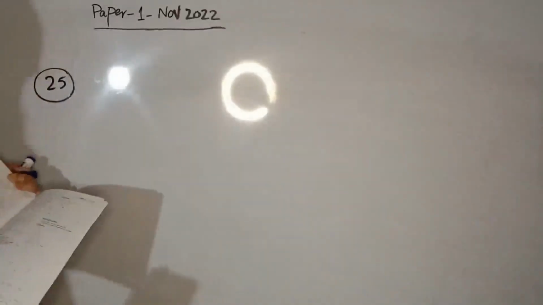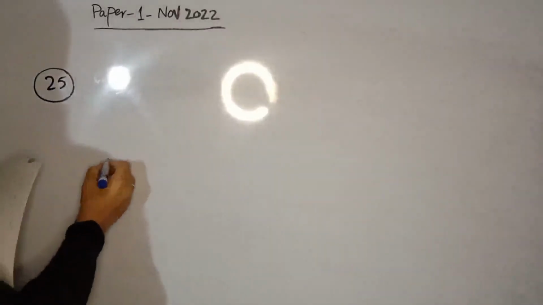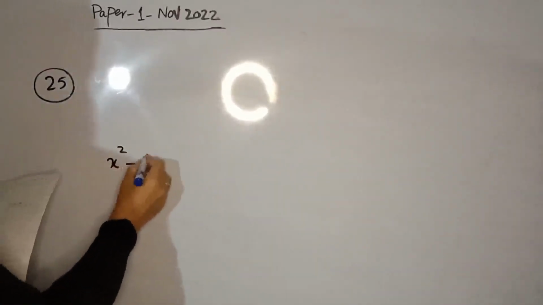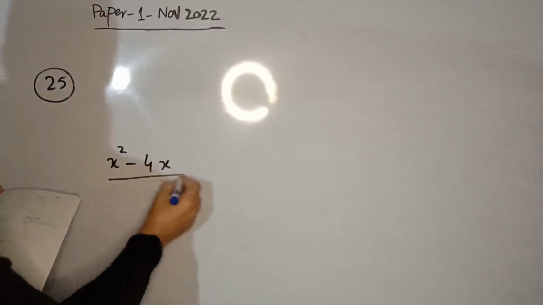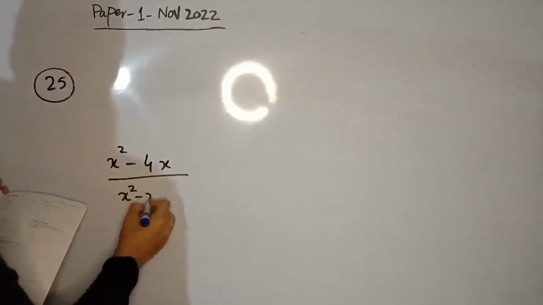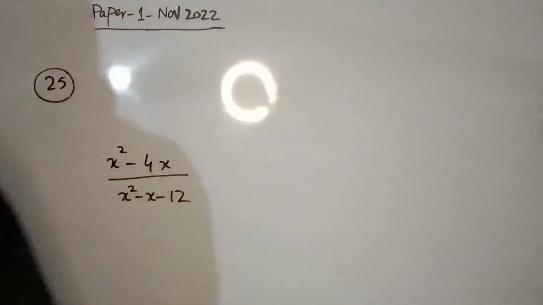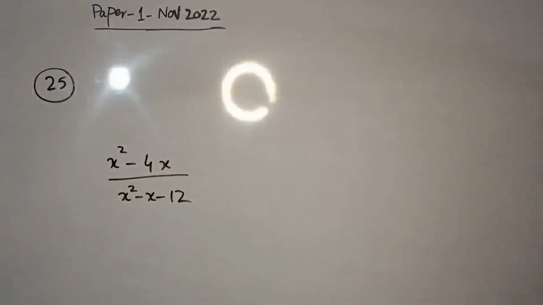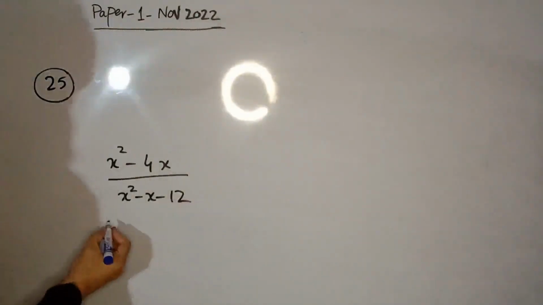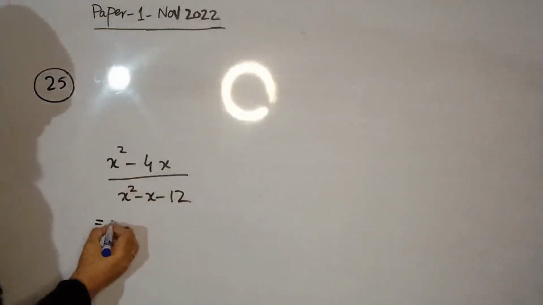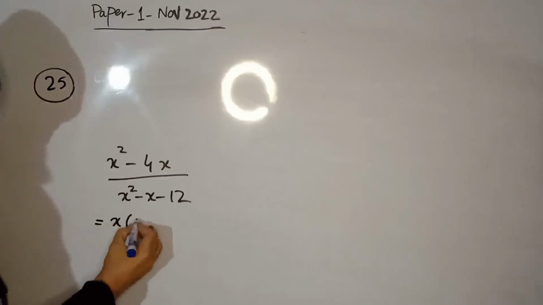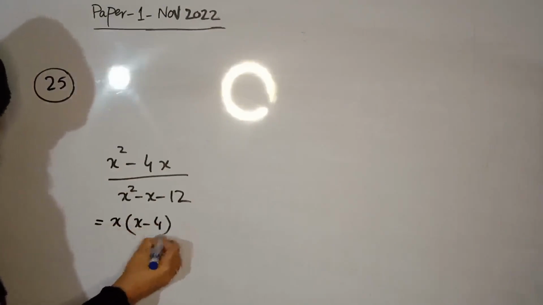25. Simplify x square minus 4x whole divided by x square minus x minus 12. We have to simplify it. Actually, we have to factorize the denominator and numerator separately, and then we will find some common factors. If we take x common from the numerator, then this will be equal to x minus 4.